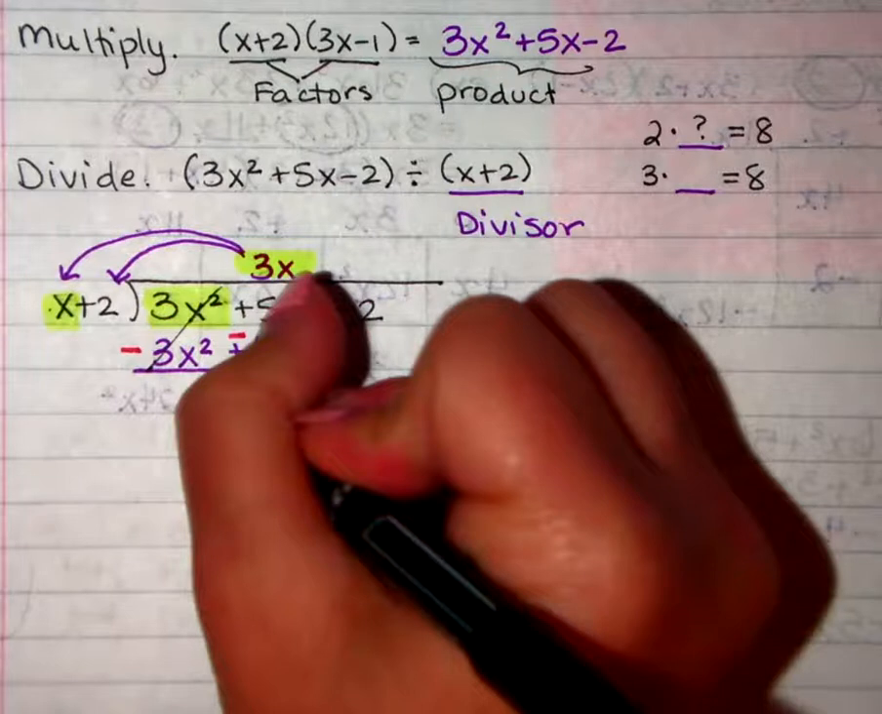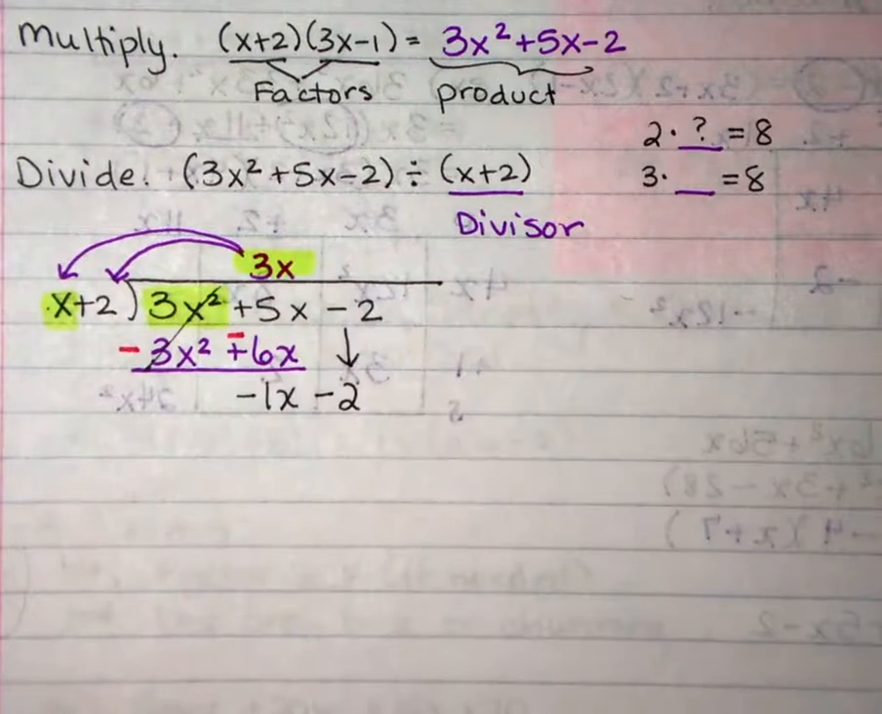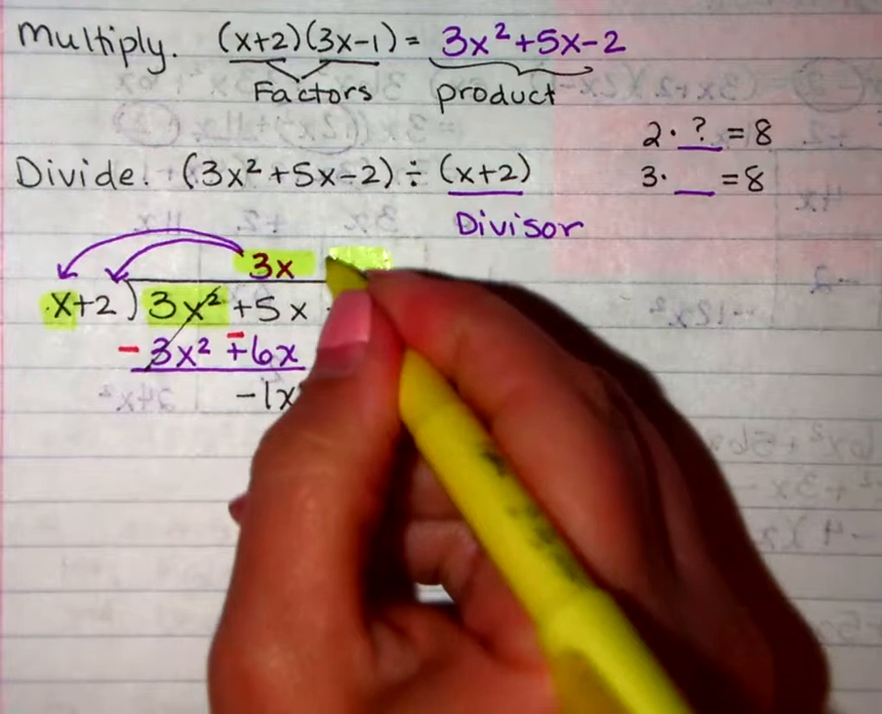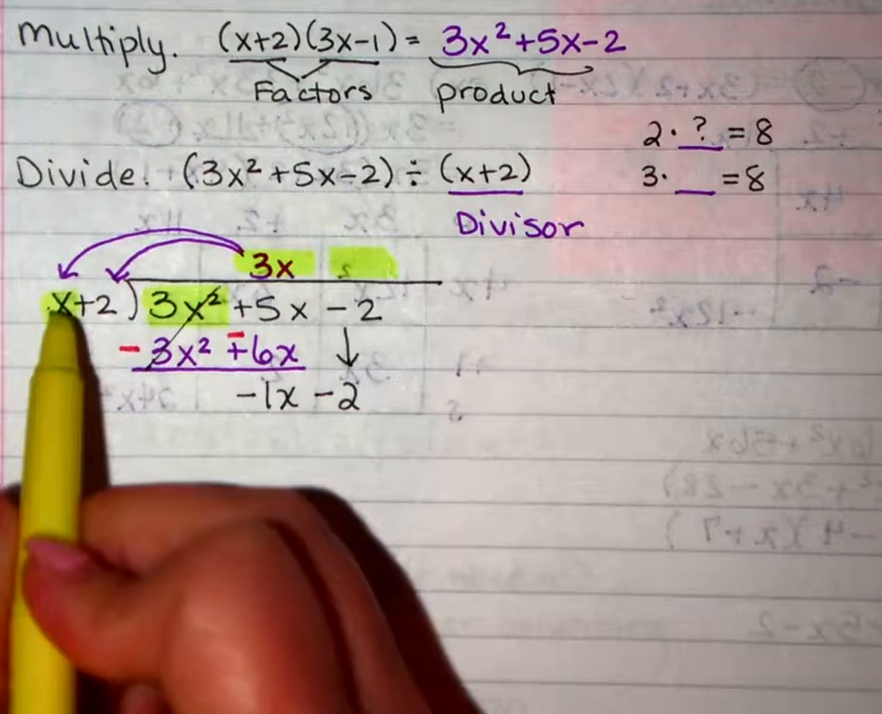And now the process starts all over again. I want to think to myself, is there something I can put here times x to give me a negative 1x? And again, there is. I think about the sign. I need a negative x.